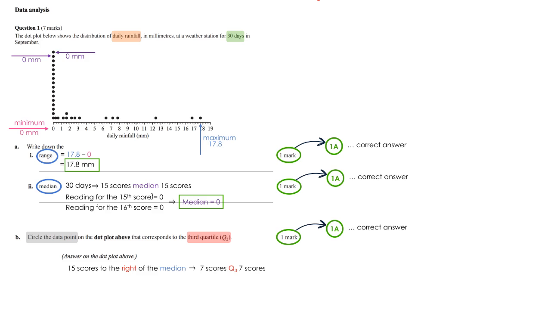So we have 15 scores, which means 7 scores are before Q3 and 7 scores are after Q3. So if we start at the right-hand side and we count 8 points, then we are going to find Q3. 1, 2, 3, 4, 5, 6, 7, and 8 is Q3, which is 2.6 millimeters.